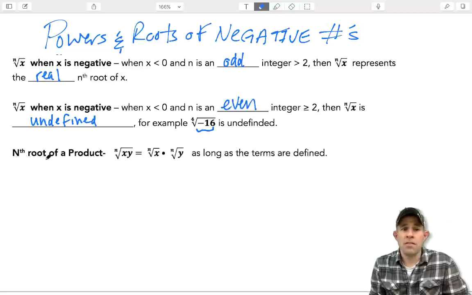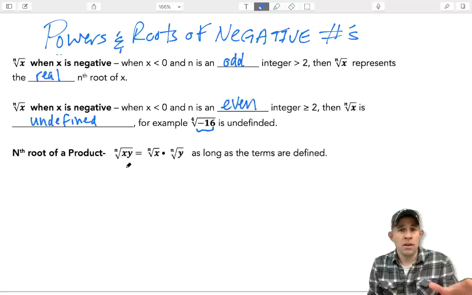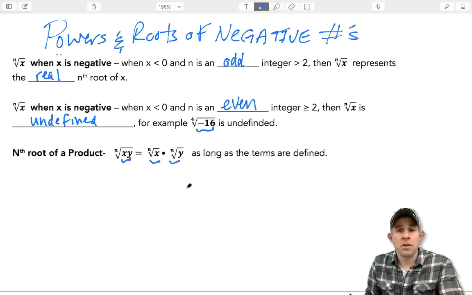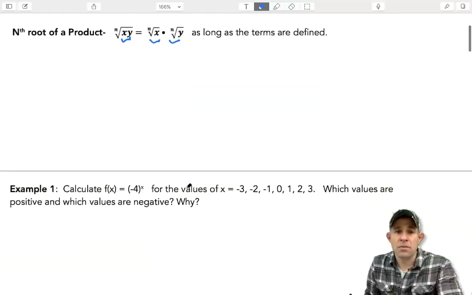Now, for the nth root of a product, remember we can take the nth root of that product and break it up into the nth root of x times the nth root of y. These are going to be some tools that we're going to use as we go throughout our examples today.